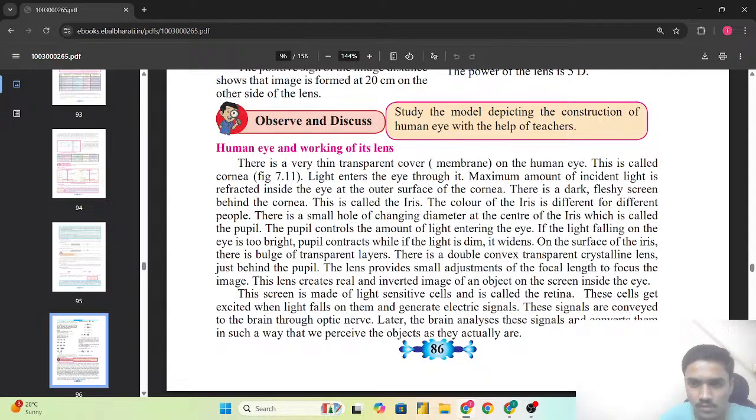On the surface of the iris, there is a bulge of the transparent layers. There is a double convex transparent crystalline lens just behind the pupil. The lens provides small adjustments of the focal length to focus the image. This lens creates a real and inverted image of an object on the screen inside the eye.